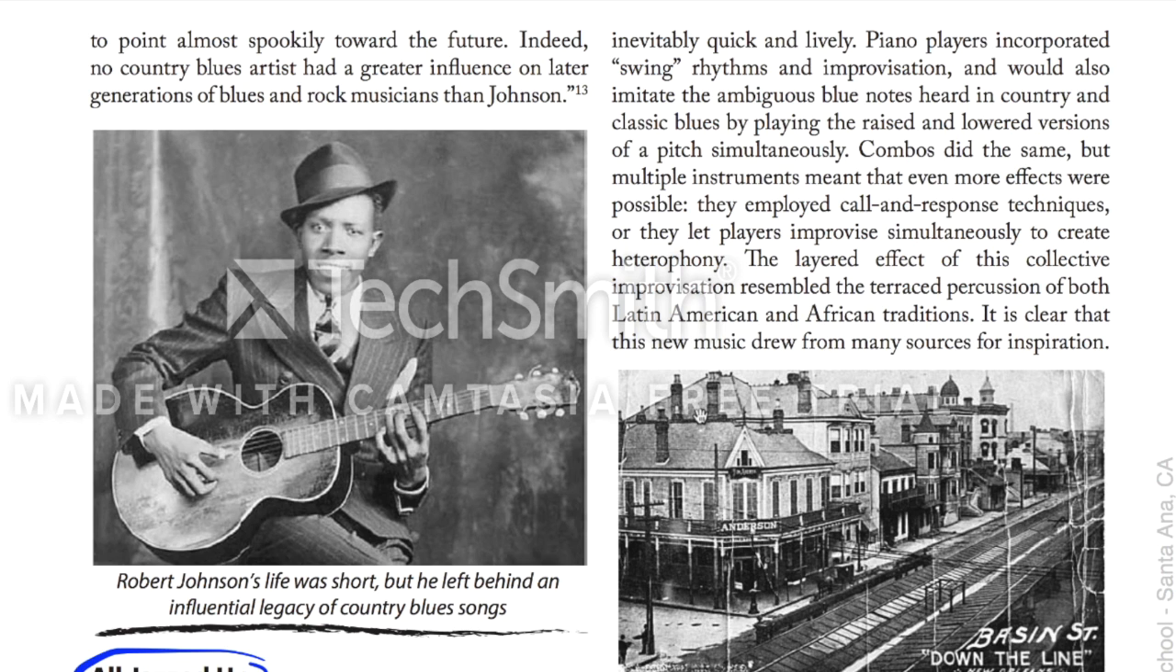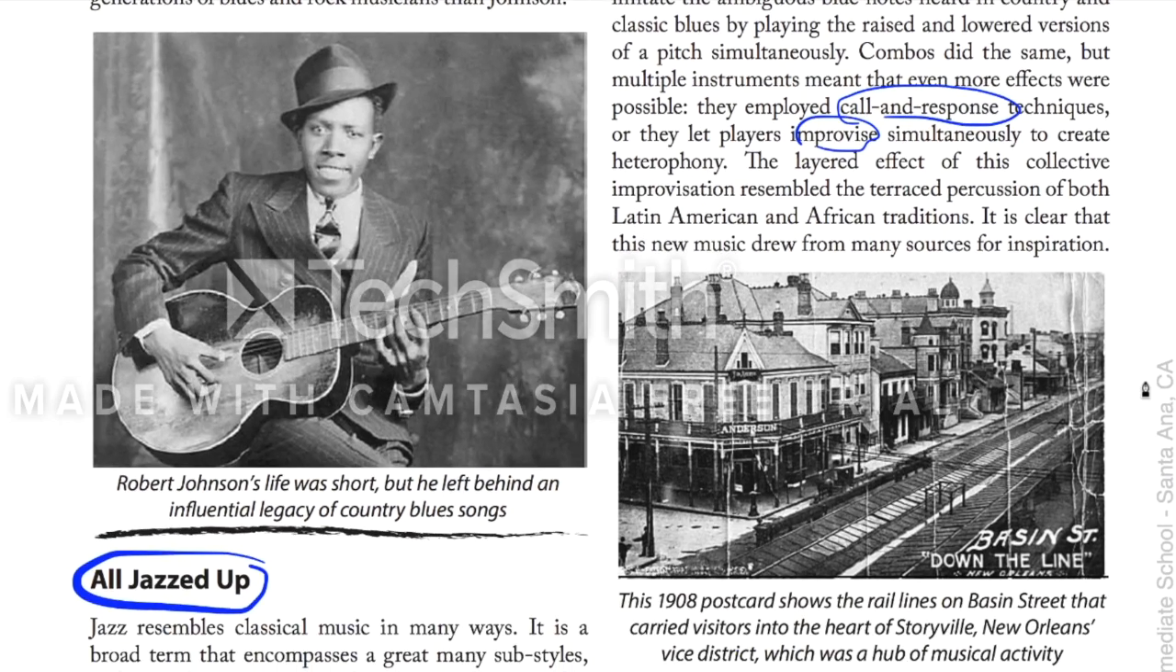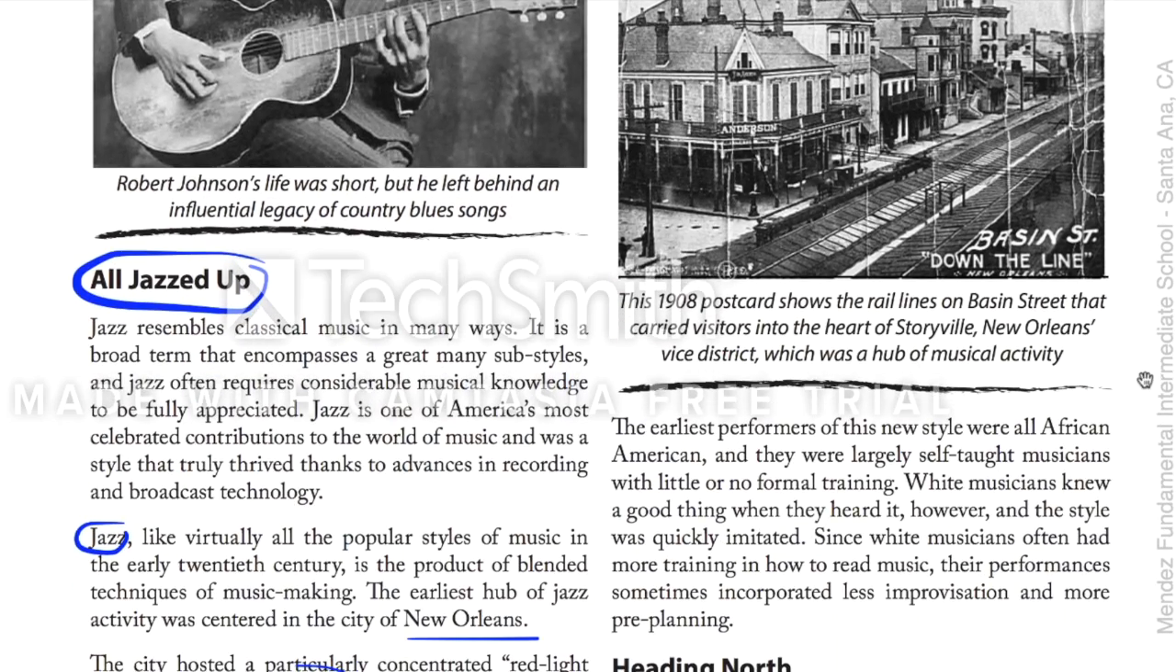They employed call and response techniques, or they let players improvise simultaneously to create heterophony. So improvisation, right, or call and response. One player plays his instrument, somebody else responds back by playing his instrument. Or you have improvisation, where you don't play off of sheet music, you just play based on how you feel, without any rehearsal. The layered effect of this collective improvisation resembled the terraced percussion of both Latin American and African traditions. It is clear that this new music drew from many sources for inspiration.